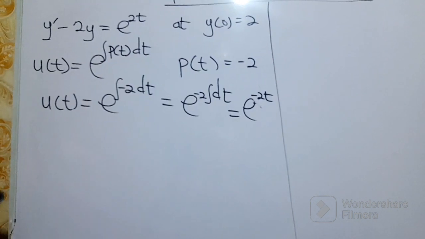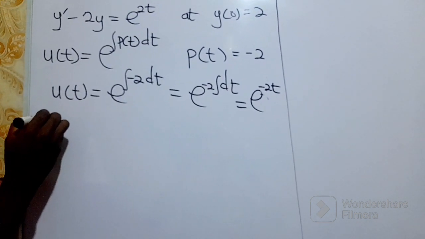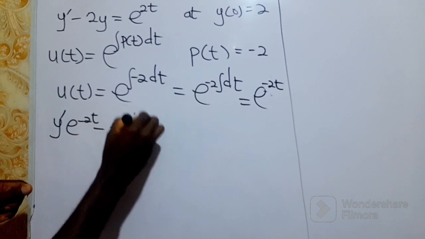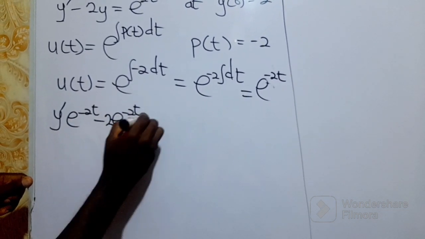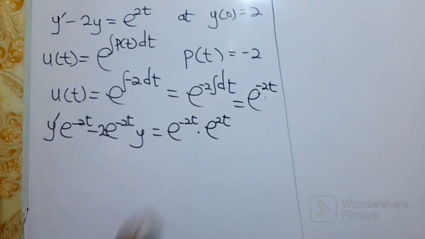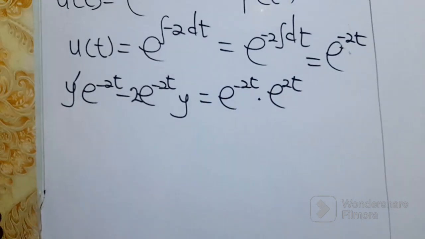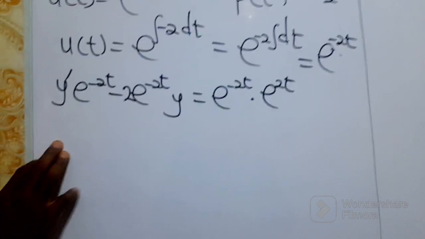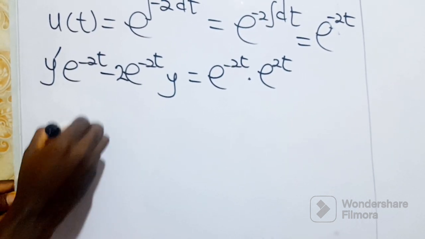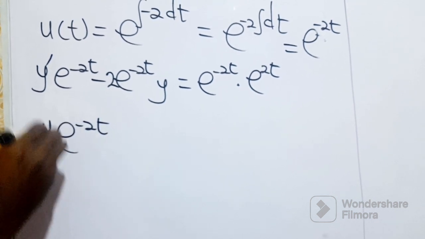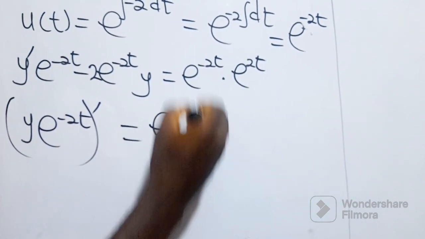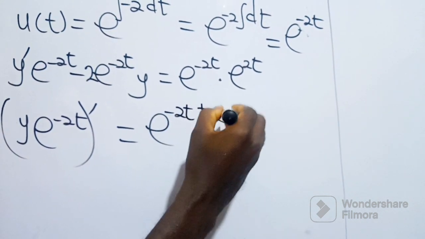So we multiply through the differential equation. We'll get y prime e exponent negative 2t minus 2 e exponent negative 2t y equal to e exponent negative 2t times e exponent 2t. So when we multiply through, the left-hand side becomes the product differentiation of the integrating factor and the dependent variable. So the integrating factor, which is e exponent negative 2t, times our dependent variable, the product differentiation of that, is equal to, we'll use indices here, negative 2t plus 2t.